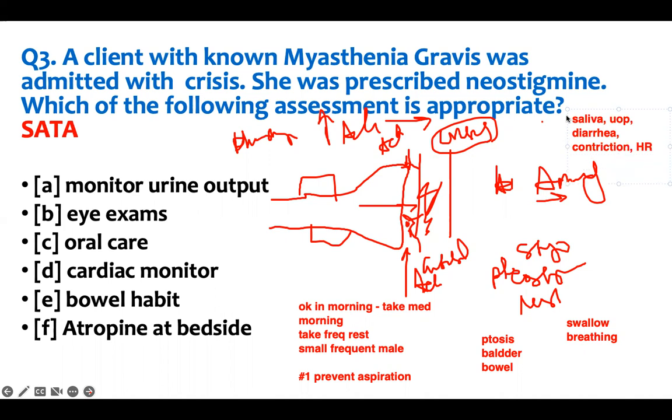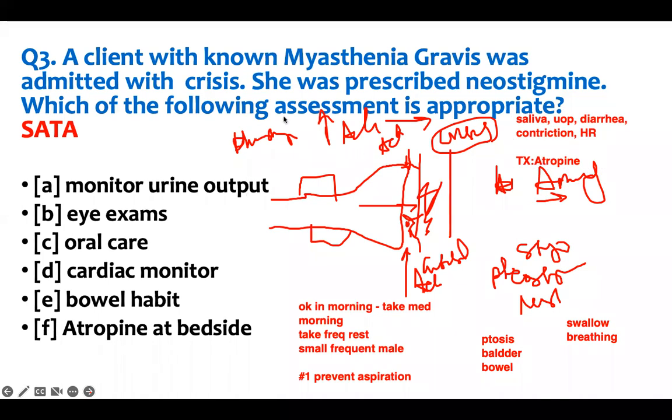The treatment of choice, if they become crisis, is give them atropine for their heart to slow down. It blocks the acetylcholine. So atropine is the antidote for overdose. And based on that, you can use it to answer your question.